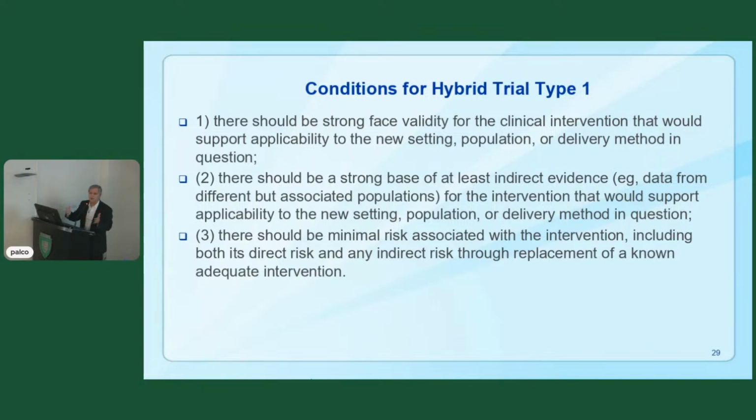Basically, you should have some pilot coming from the place before you do that on a large scale and do a strong evaluation. There should be minimal risk associated with the intervention, including both its direct risk and indirect risk through replacement of an adequate intervention. So usually you do that in a mix of effectiveness trial. You don't do that in an efficacy-level trial because you don't want to test new implementation.